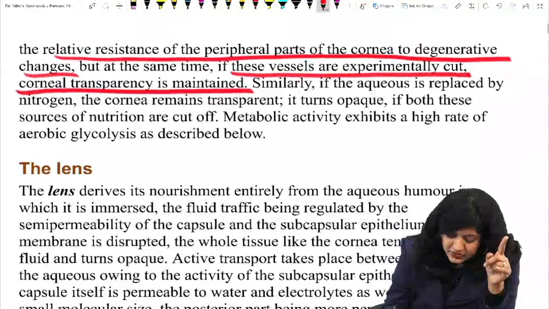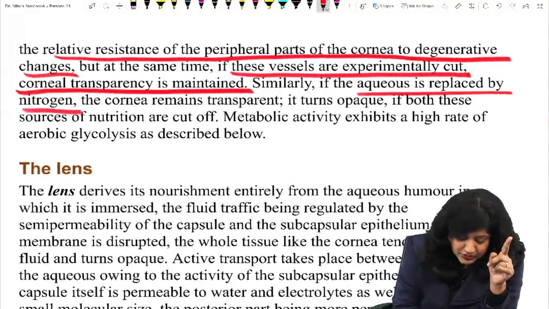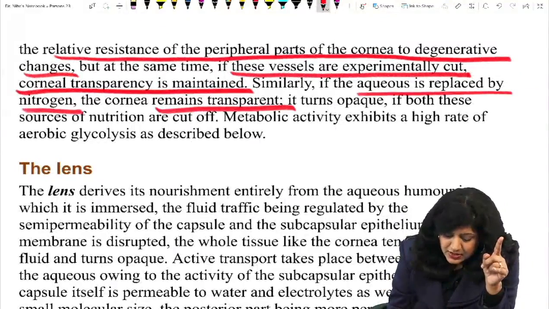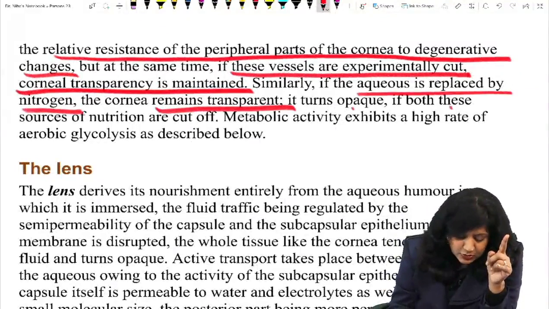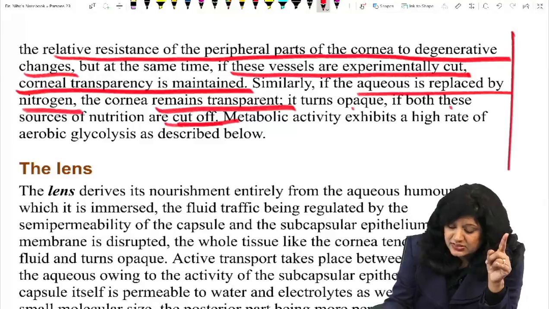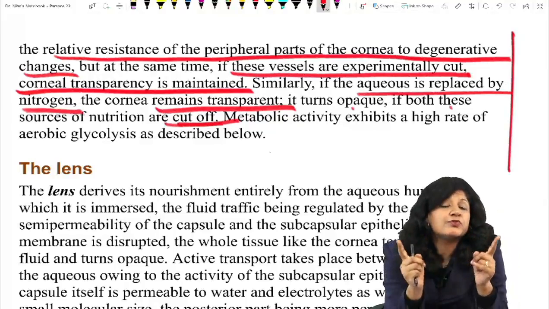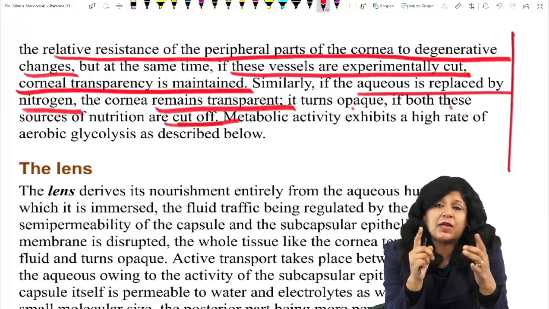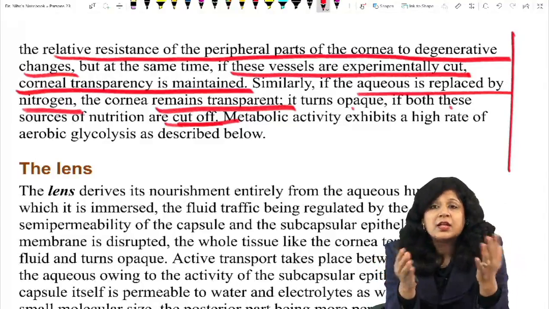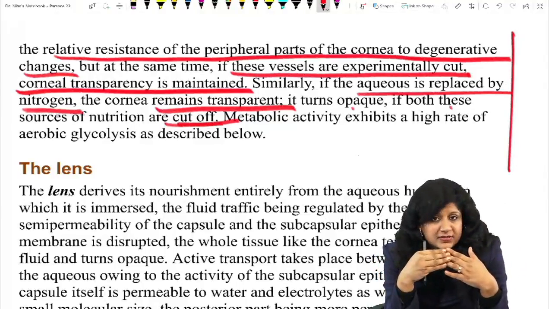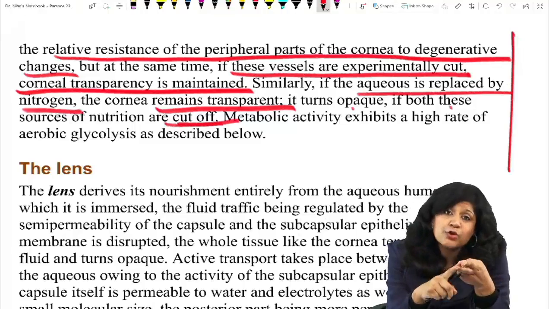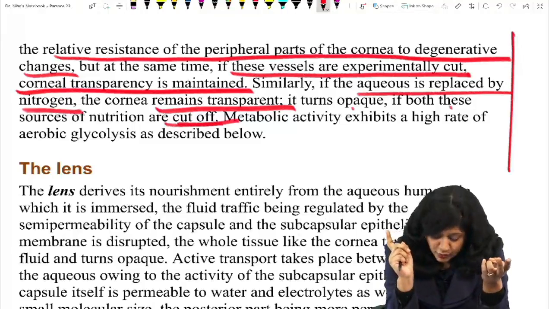Similarly, if the aqueous is replaced by nitrogen, the cornea remains transparent. It turns opaque if both these sources of nutrition are cut off. Now this is again important. Individually both of them may not be important. If I am cutting either of them, then I am not getting the opacity in the cornea. But if I am cutting both of them, then I am getting the opacity of cornea.